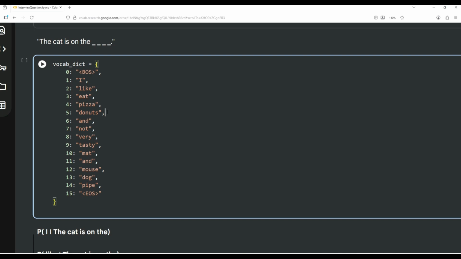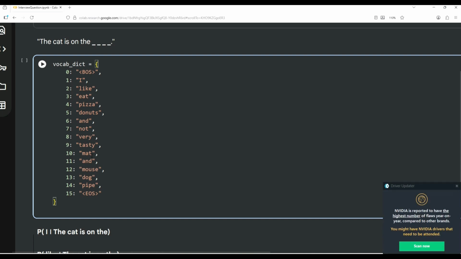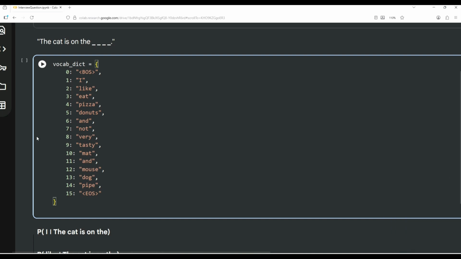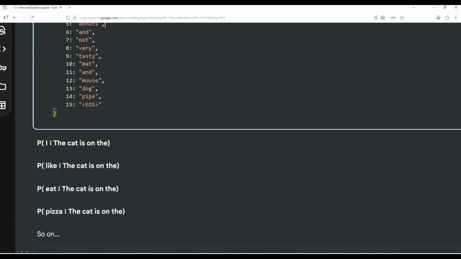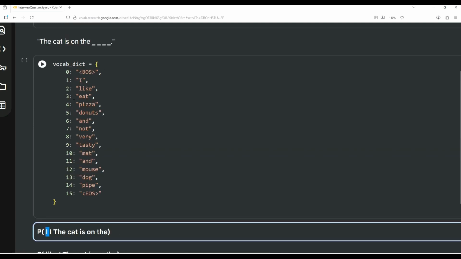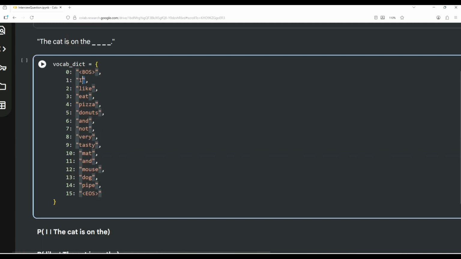To decide that, what the LLM does is it generates the probability against each of these tokens, right? And how is that probability calculated? For that, the LLM uses the concept of conditional probability. What it says is this: these are the sequence of tokens that I have already generated. Now given this sequence, what is the probability of "I" to become the next token? You see, we have "I" over here, right?